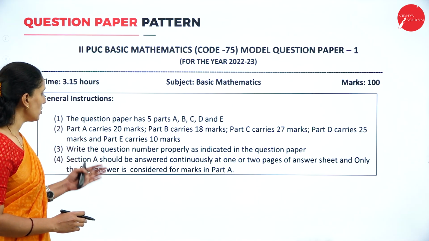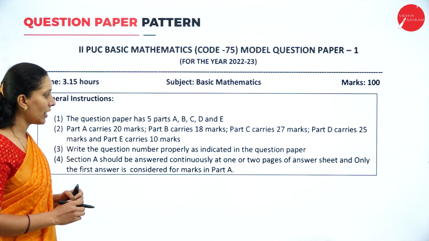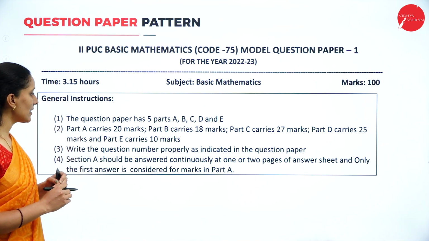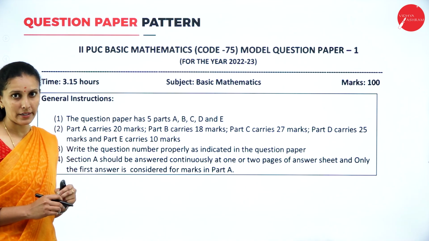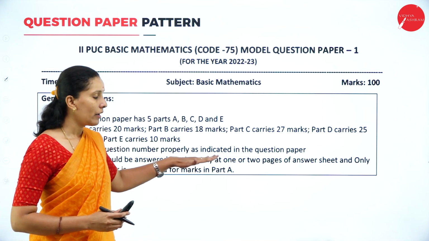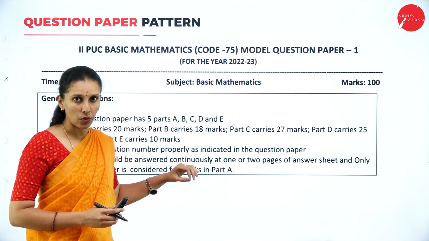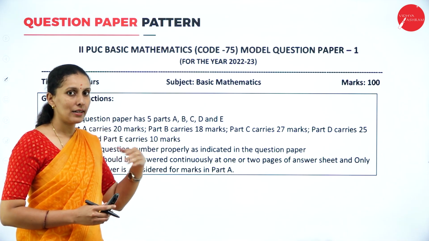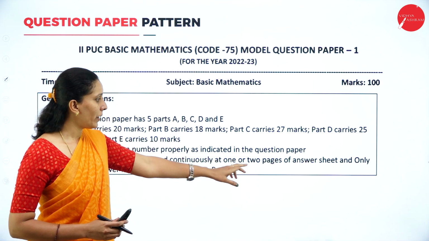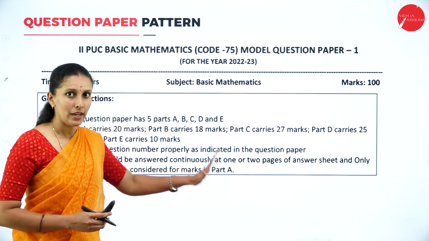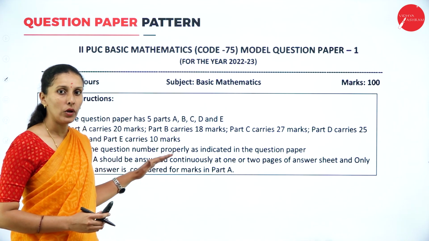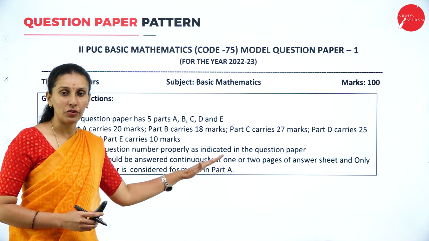Next, section A should be answered continuously at 1 or 2 pages of the answer sheets, and only the first answer is considered for marks in part A. So section A should be answered within 1 or 2 pages only. It cannot be answered after all the questions. And whichever answer you have written first, only that answer will be considered for the correction.